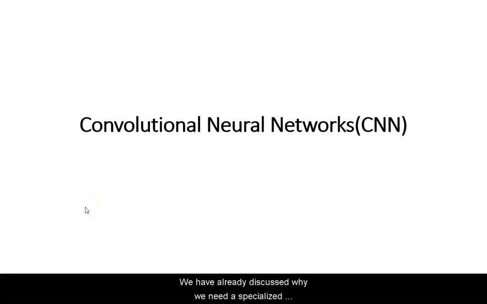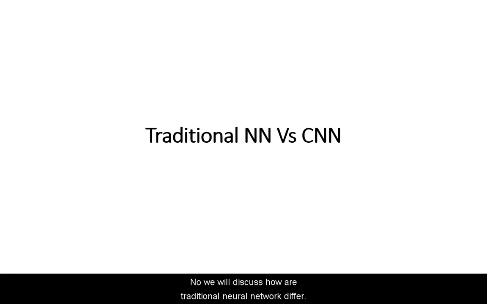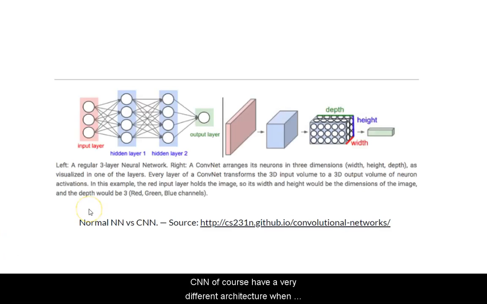We have already discussed why we need a specialized architecture like a CNN in order to train an image data set. Now we will discuss how a traditional neural network differs from a convolutional neural network. CNNs, of course, have a very different architecture when compared to the regular neural network.